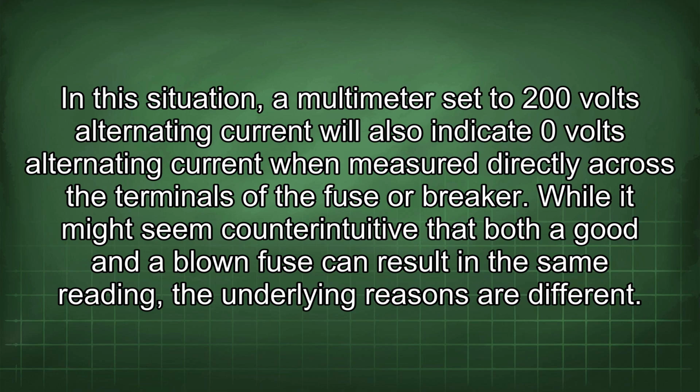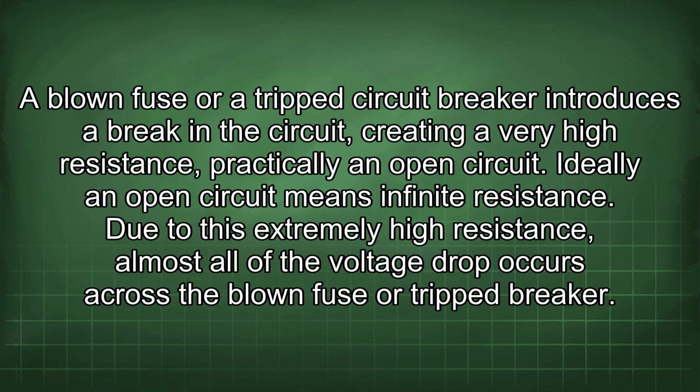While it might seem counterintuitive that both a good and a blown fuse can result in the same reading, the underlying reasons are different. A blown fuse or a tripped circuit breaker introduces a break in the circuit, creating a very high resistance, practically an open circuit. Ideally, an open circuit means infinite resistance. Due to this extremely high resistance, almost all of the voltage drop occurs across the blown fuse or tripped breaker.